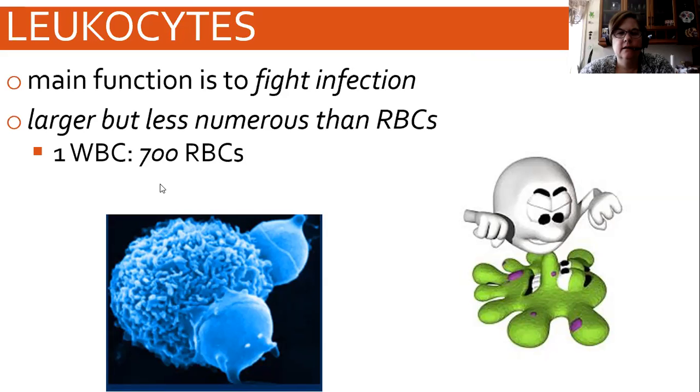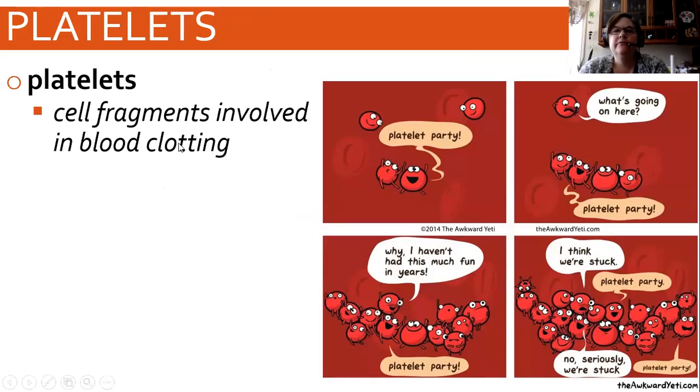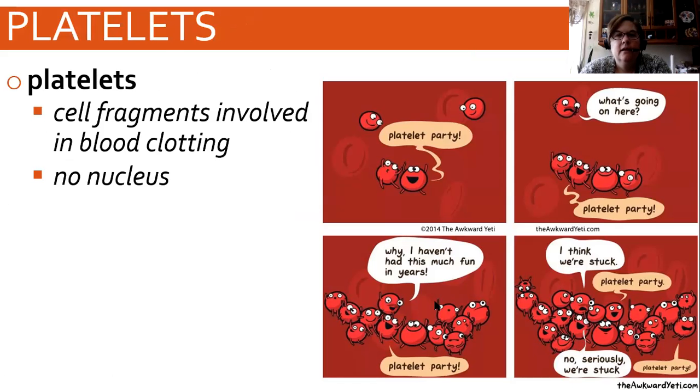All right, and our platelets. Okay, so here we see our little platelets. So I made a little cartoon here for you. So platelet party, what's going on here? It's a platelet party. I haven't had this much fun in years. And then they're all stuck together. So we're kind of imagining a blood clot forming there, and that's what's going on with our little platelets. So these are cell fragments involved in clotting our blood. They don't have nuclei. They're parts of cells.